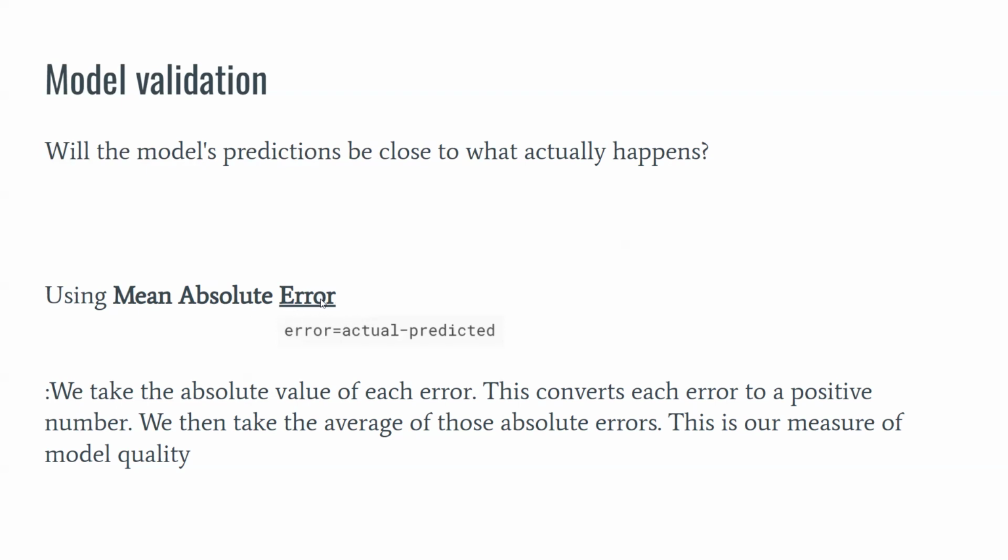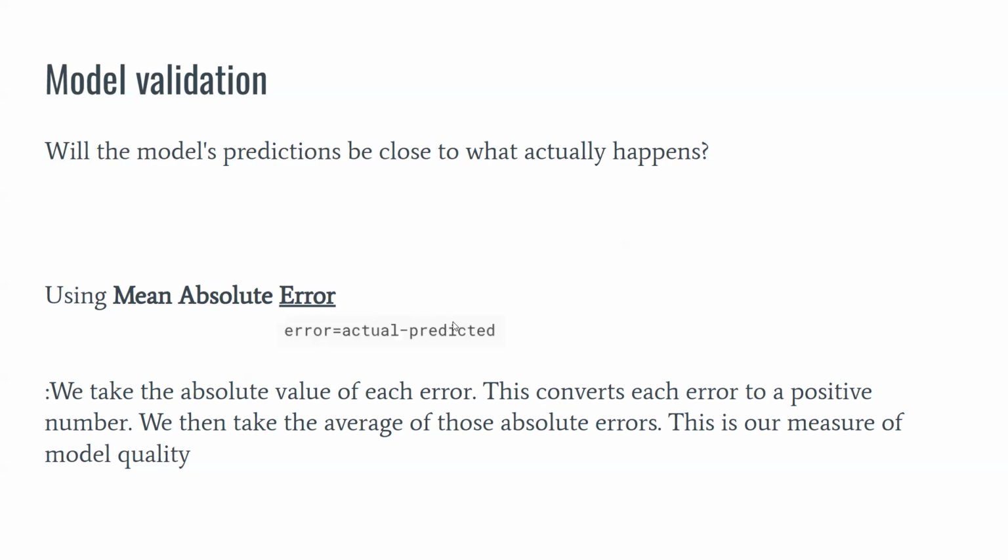The prediction error for each house is actual minus predicted. So if a house cost 150,000 and you predicted it would cost 100,000, the error is $50,000.